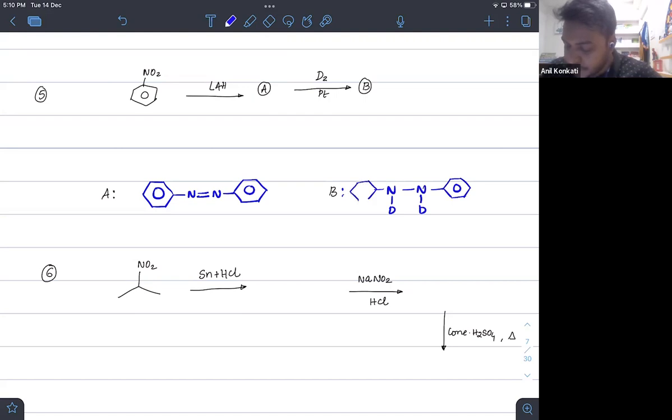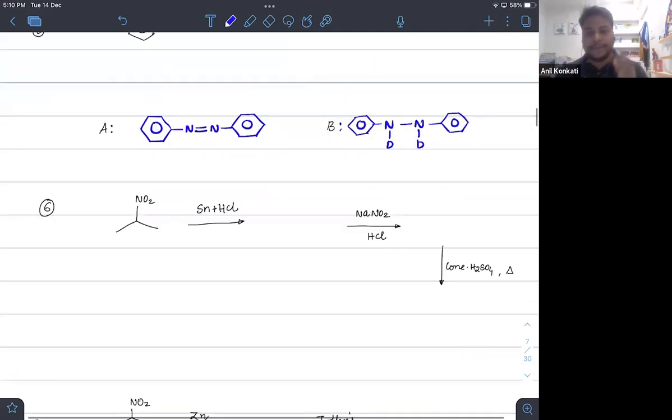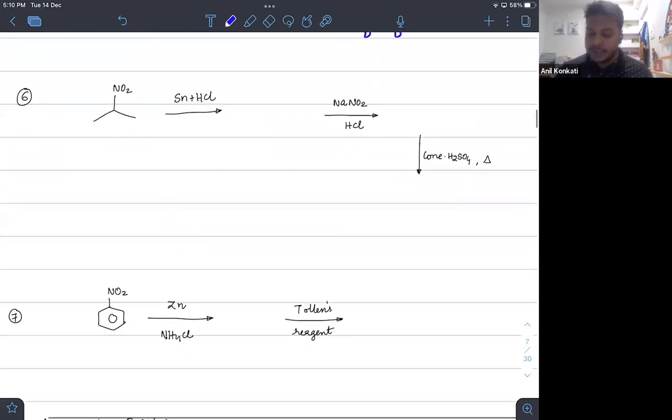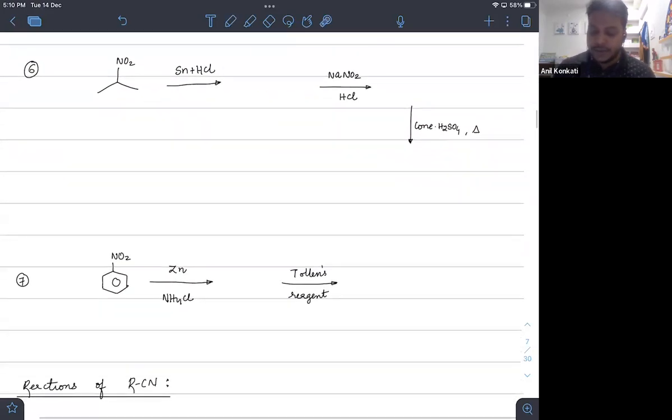So this is the product you will get. This is the product B. Then see the next question. If you have nitro treated with SnHCl, that will also give you NH2.